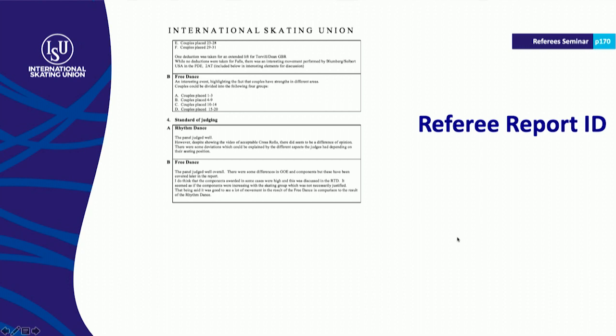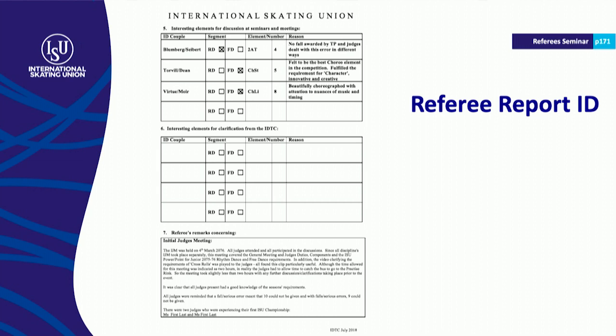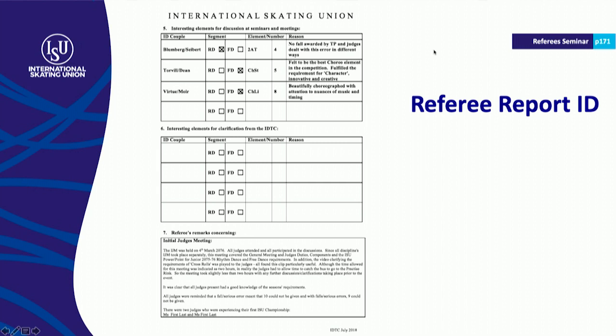Okay. The next is interesting elements for discussion, and we have two boxes: one for discussion and one for clarification. Sometimes during the season we get information that in some cases we need to clarify, and it's good if the referee also sends us information on which element to watch, because it's easier for us to make a decision for clarification with an example. This is very important for us, because based on that we make examples for the seminars, and we really read the reason you are giving us this example to watch.